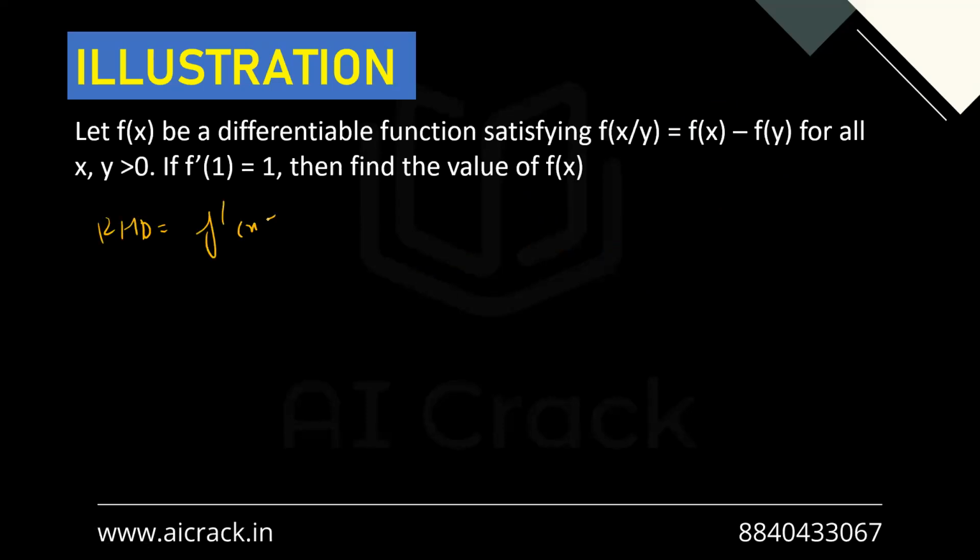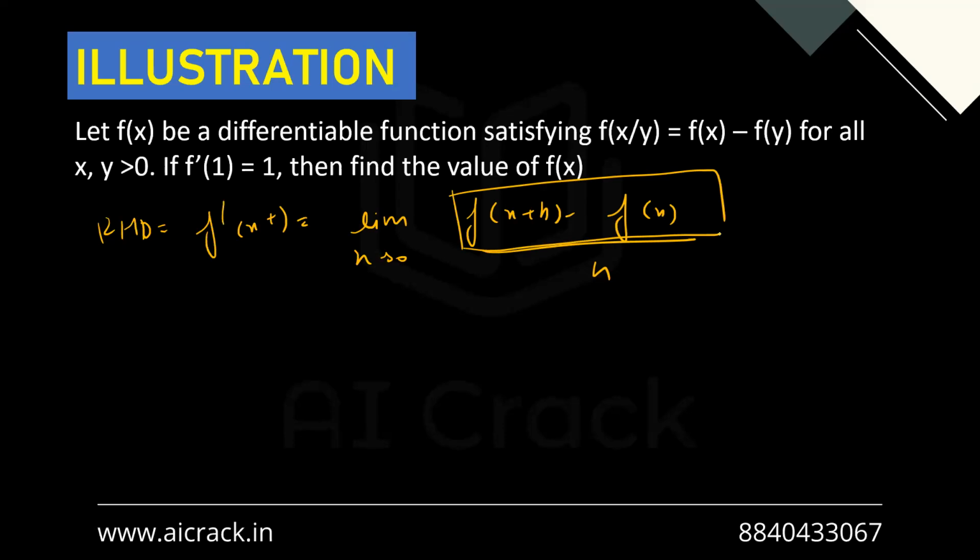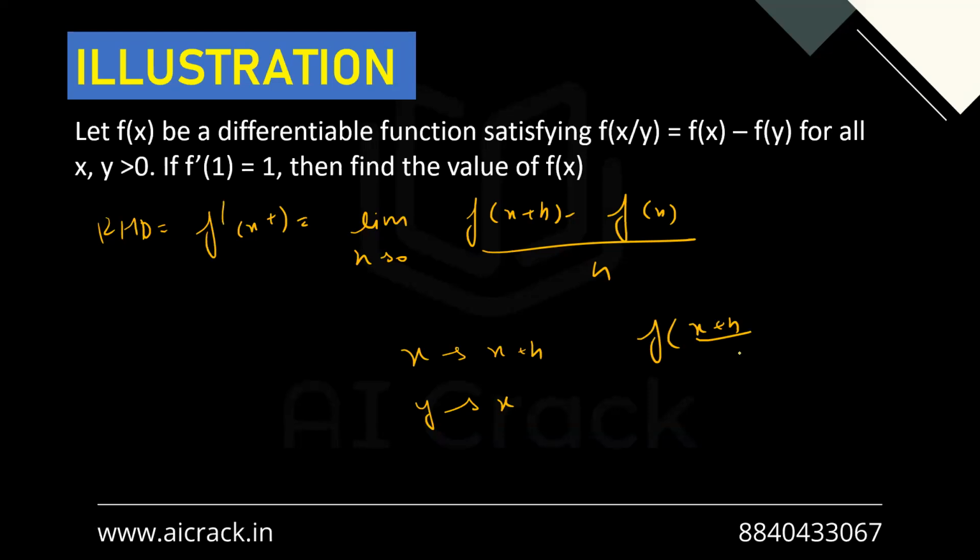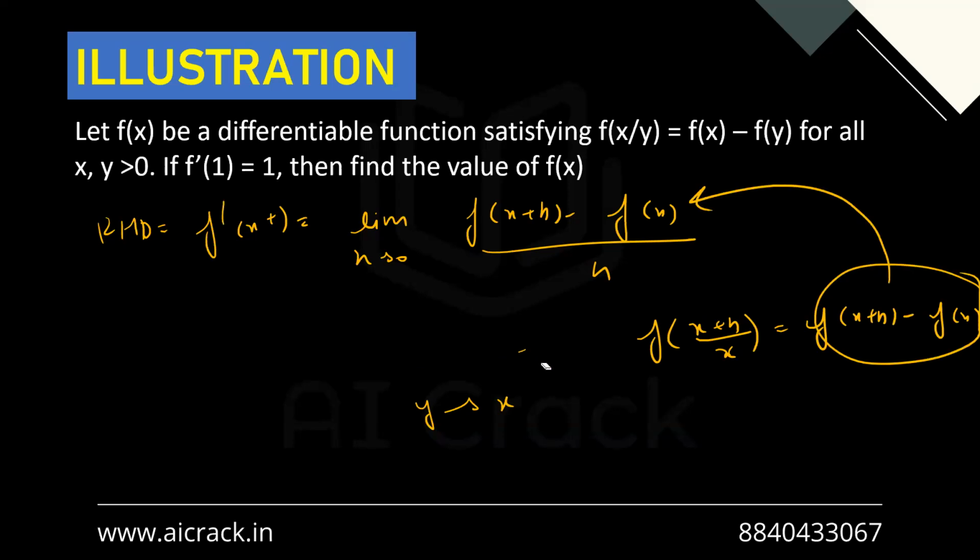That would be f'(x+), that is, limit h approaches 0 of [f(x+h) - f(x)] divided by h. Now we have f(x+h) - f(x) over here, and what do we have? We have f(x) - f(y). Something similar, right? So we'll be utilizing this. In this equation, we can replace x with x+h and y with x. So that becomes f((x+h)/x) = f(x+h) - f(x).